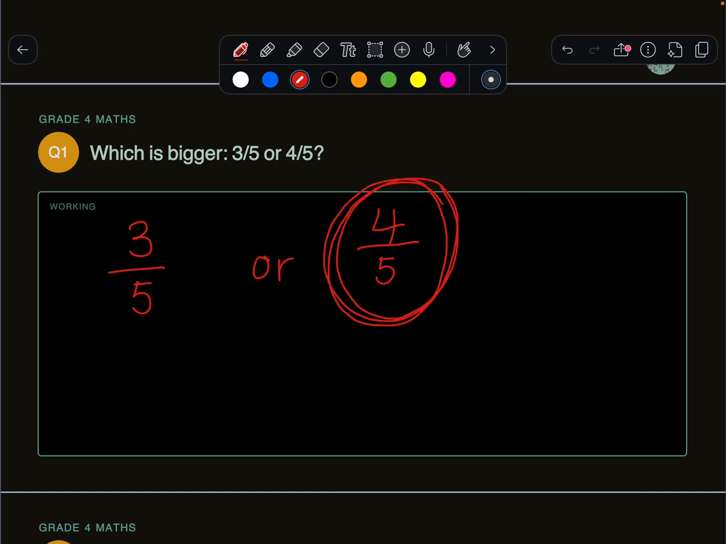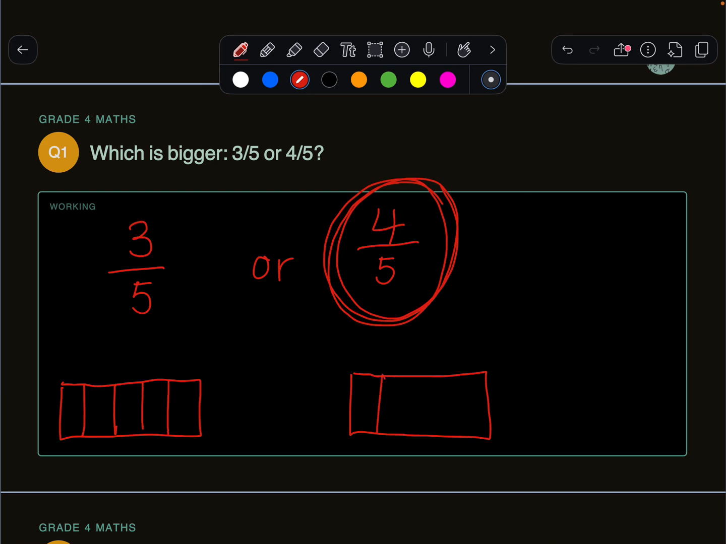But in grade 4 especially, and at any grade, if you need help with this kind of question, go ahead and draw it. It helps me a lot of the time. I think of it like a cake. This cake has 5 slices: 1, 2, 3, 4, 5. 3/5, so 3 out of the 5 slices, looks like this. 4 out of the 5 slices looks like this. So you can see I get more cake in this one. So 4/5 is bigger. I get more slices of cake.